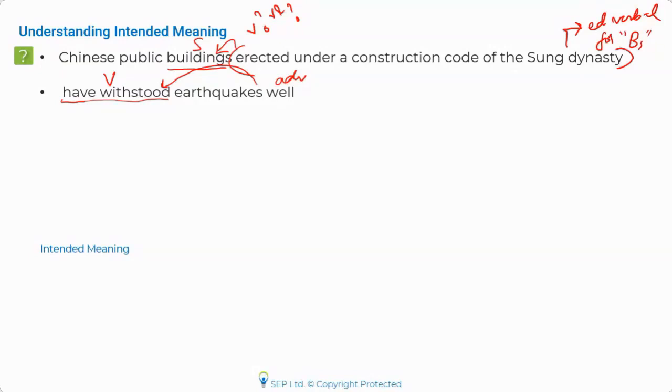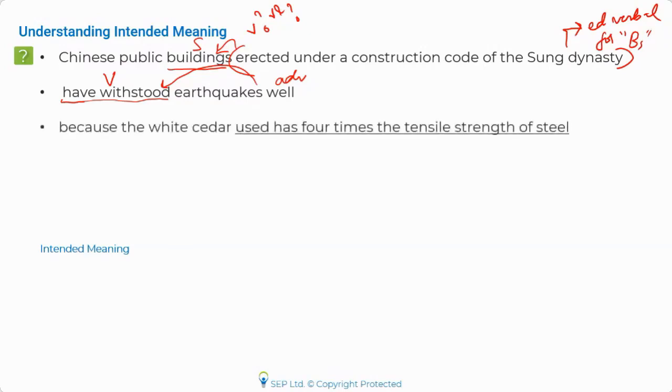These Chinese buildings, they have kind of tolerated, for want of a better word, earthquakes well, because, all right, so because again is going to give me a reason behind withstood. What is the reason? Let's see. The white cedar. If you already know, white cedar is a kind of wood. If you don't know, just think it's something.